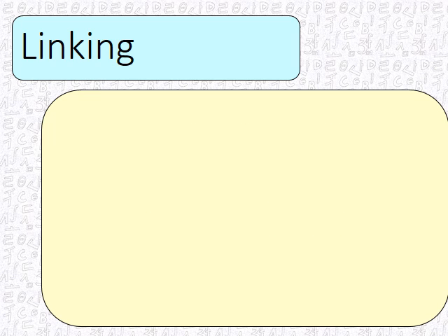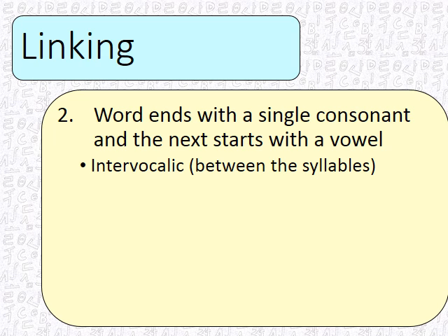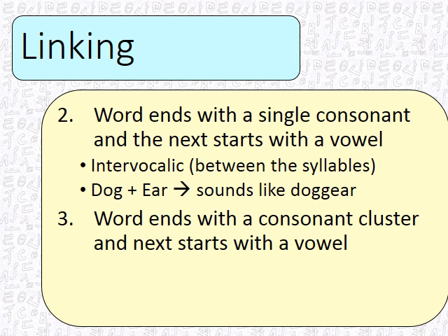The second and third form of linking are on this slide. Words end with a single consonant and start with a vowel. Between the two, intervocalic, between the syllables, there will actually be kind of a jump between the last consonant and the beginning of the next, making it sound like a double consonant instead of a space. So "dog" and "ear" often sounds like "dog ear."